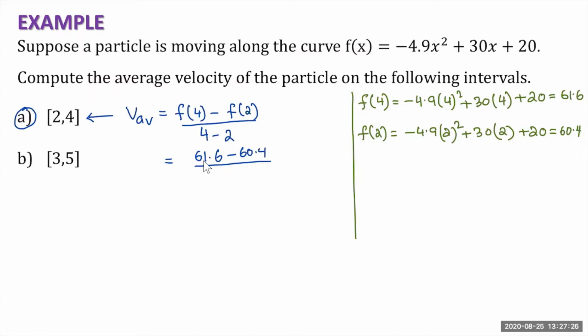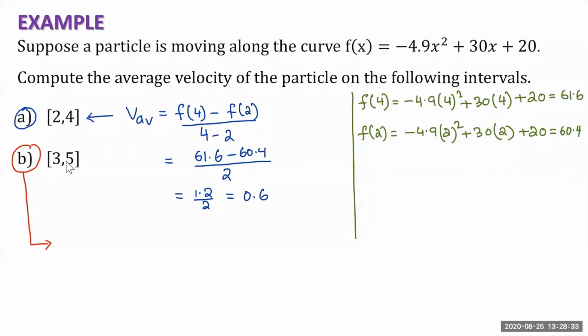Divided by, in the denominator, I have 4 minus 2, which is 2. So that is equal to 61.6 minus 60.4. If you perform that subtraction, that is 1.2 divided by 2, which is 0.6. So that is the average velocity. Average velocity between 2 and 4 is 0.6.